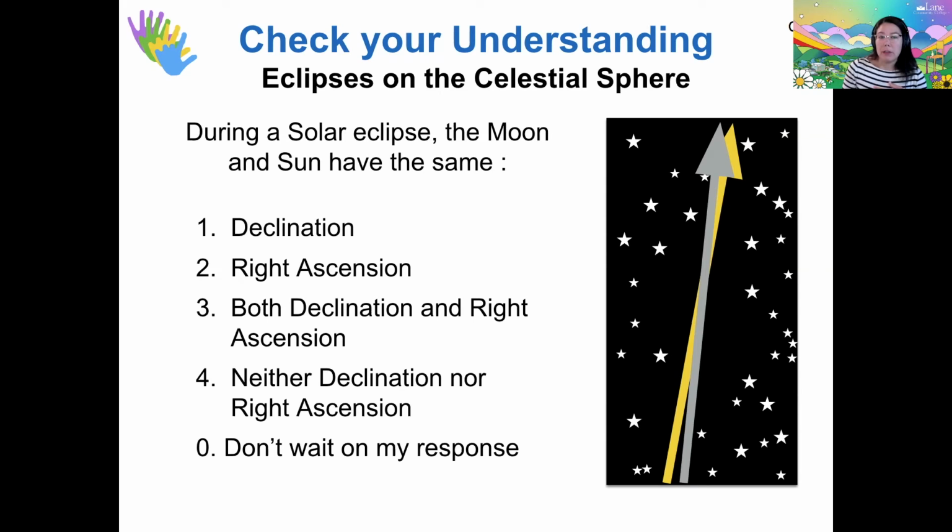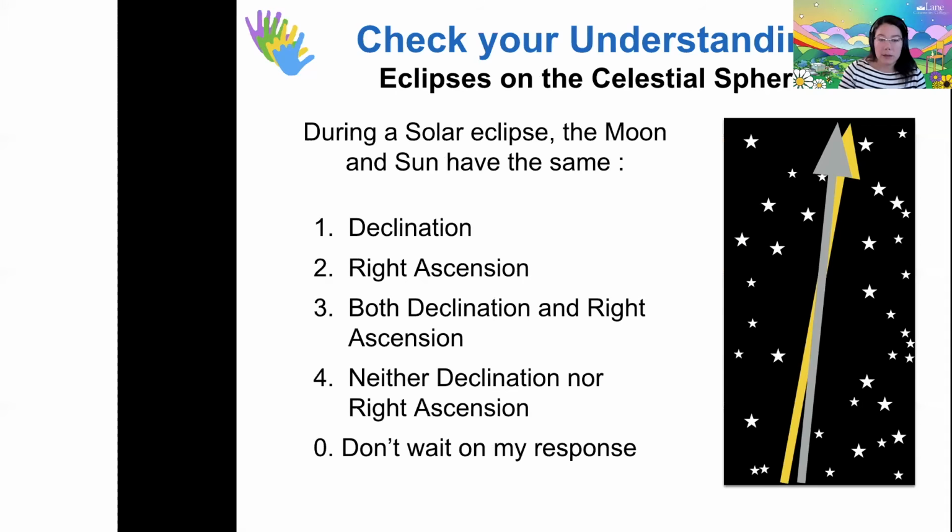Sometimes, during a solar eclipse, it looks like the moon is blocking out the sun. There was a solar eclipse in August of 2017 that was also part of the activity. So what is true about the moon and the sun during that solar eclipse? Let me restart that poll.